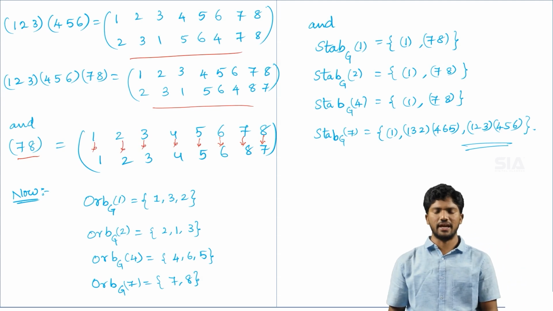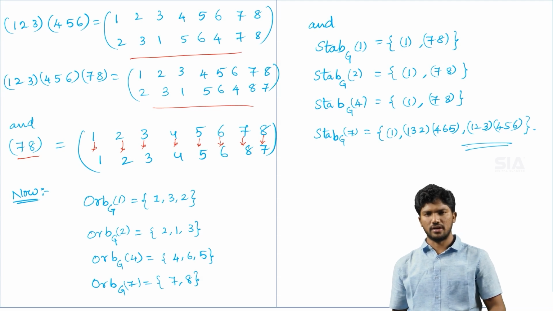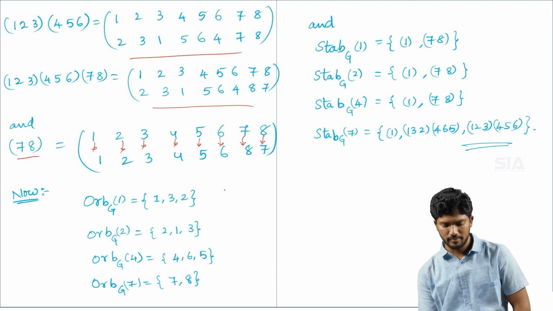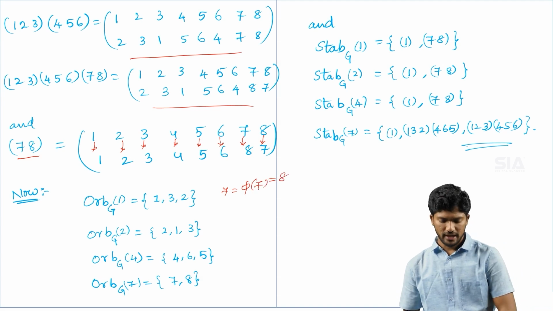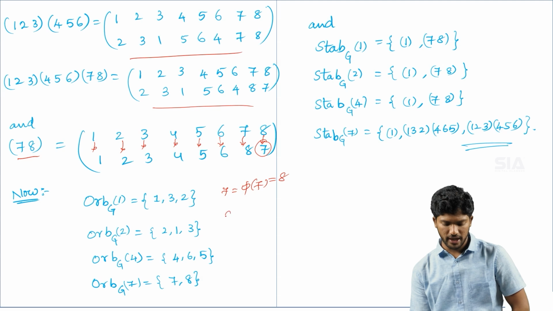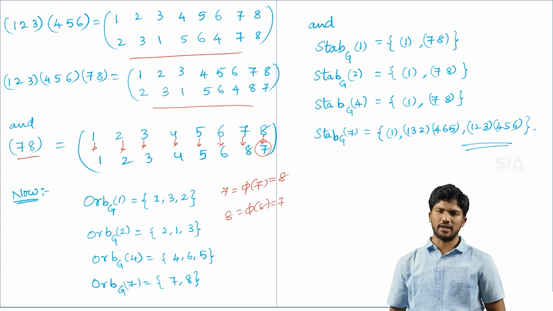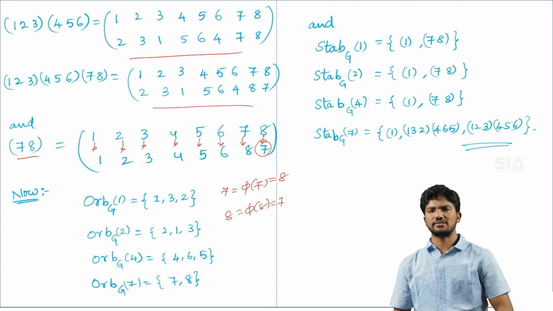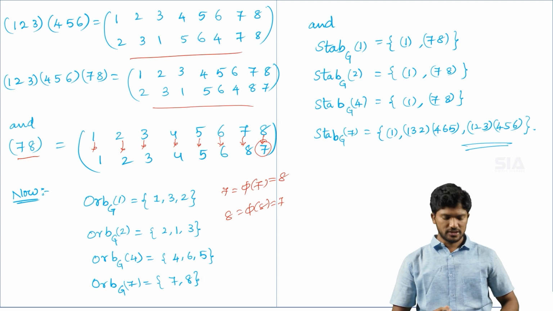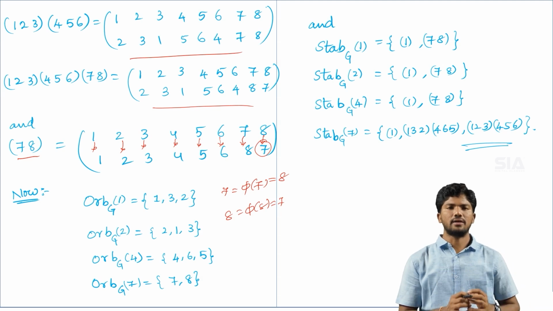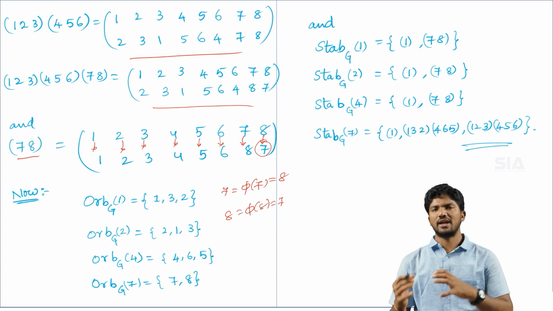Whenever you have 7 8, you have to write in place of the image value. This 7 is nothing but pi of 7, and pi of 7 is equal to 8. Here you can write pi of 8 is equal to 7. In this format you can write. So after taking the disjoint cycles, we have to split those disjoint cycles into permutations in this format. Now our work starts: we have to find the orbit of a point and the stabilizer of a point.